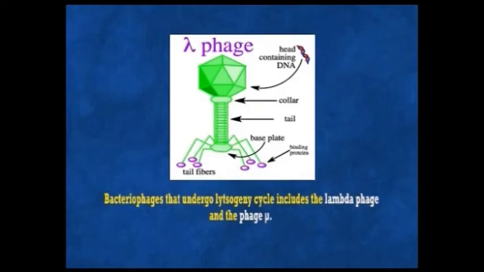This prophage is usually integrated into the bacterial chromosome, but sometimes it can also exist independently. Under certain conditions, each of the bacterial cells in a state of lysogeny can spontaneously produce and release new progeny bacteriophage and lyse the cell. Such a bacterial cell is said to be a lysogen or lysogenic. Bacteriophages that undergo the lysogeny cycle include the lambda phage and the phage Mu.